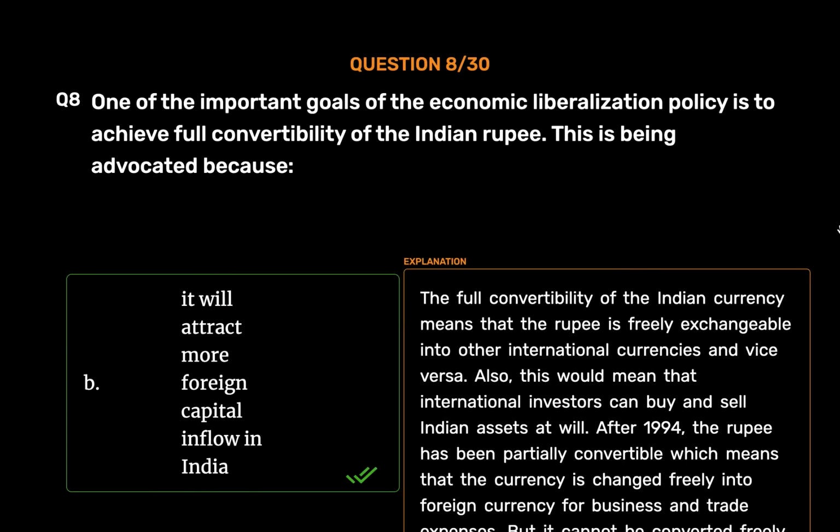The full convertibility of the Indian currency means that the rupee is freely exchangeable into other international currencies and vice versa. Also, this would mean that international investors can buy and sell Indian assets at will. After 1994, the rupee has been partially convertible, which means that the currency is changed freely into foreign currency for business and trade expenses. But it cannot be converted freely for acquiring overseas assets.